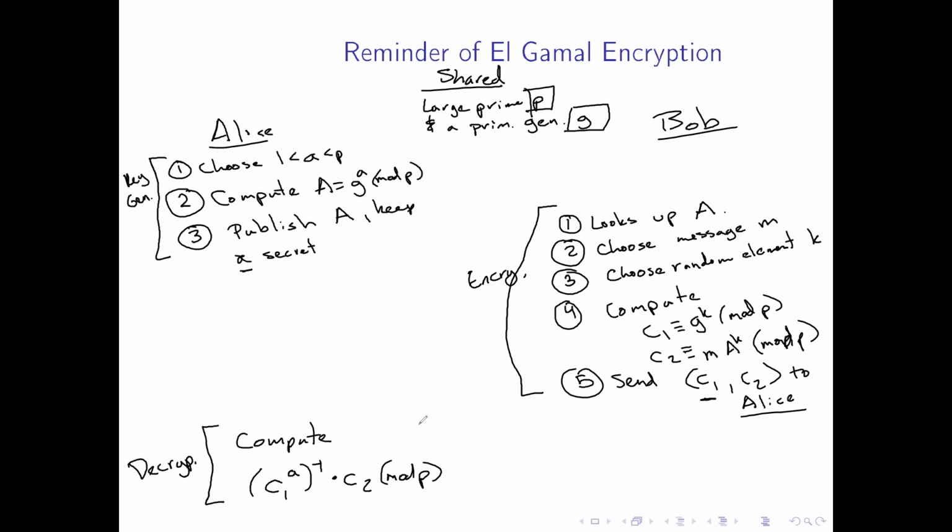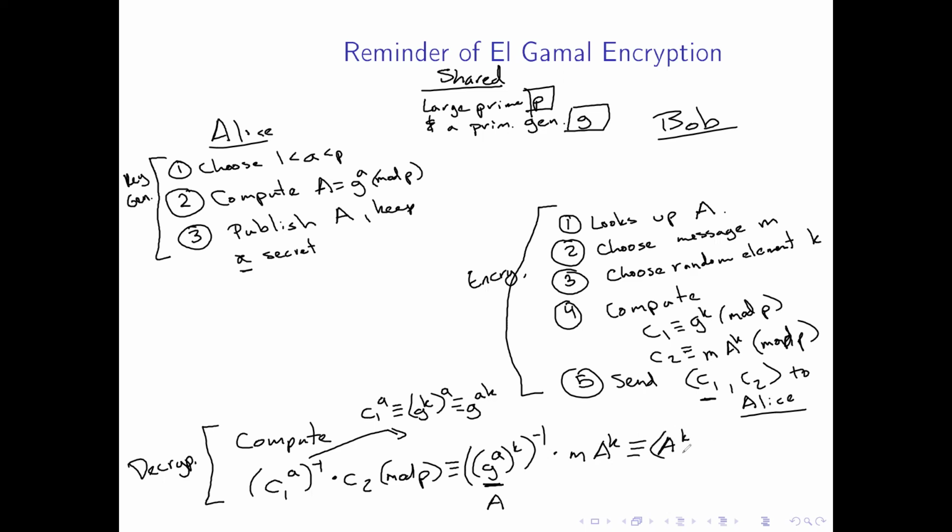But why? The truth is, this is going to give you the message because, quick reminder, C1 to the a is really G to the K to the a, which is G to the aK, which is G to the a to the K, and then the inverse of all that, times C2. C2, as a reminder, is just M times A to the K. But also, G to the a is big A. Well, that means this is going to be A to the K inverse times M times A to the K.